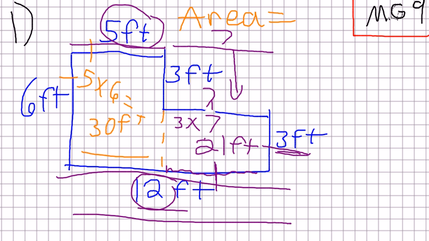All right. So now the last thing we do is add the two sides, or the two areas, excuse me. So the two areas are 21 plus 30 for a grand total of 51 feet squared. Always squared with area. So 51 feet squared.